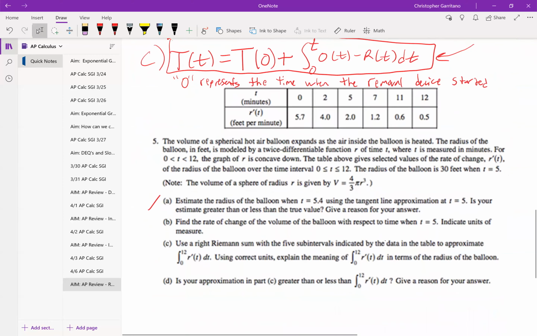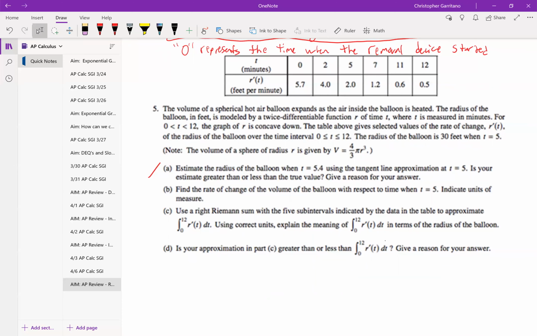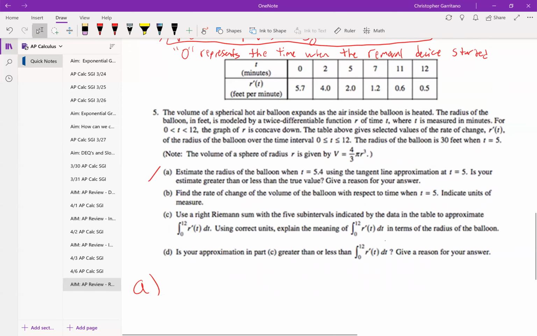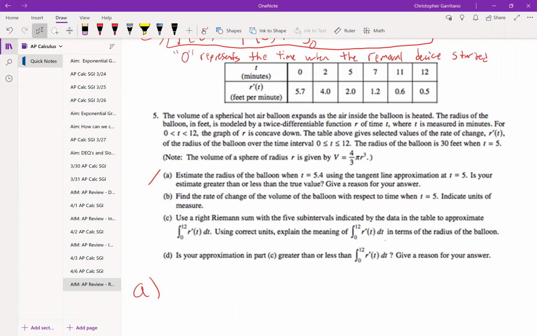Okay, let's move on to 5A. This is a tricky problem. I mean, there's so much information initially given. So I do want to pay attention to all of this information because they're not just saying things to trick you or fool you. There is a reason for all of this information. So they said that the radius is modeled by a twice differentiable function. Okay, so that's important. It just means that we can find the second derivative of the radius function.